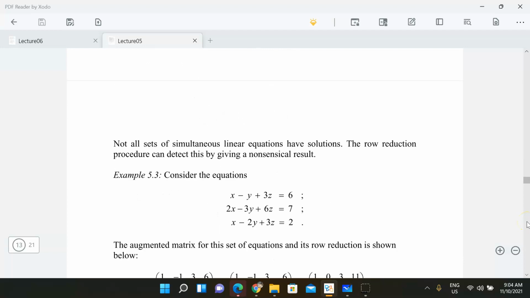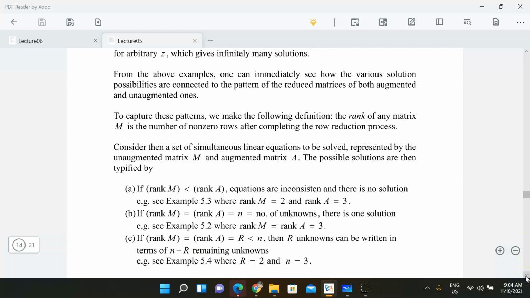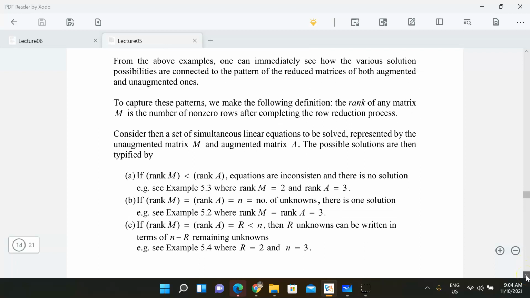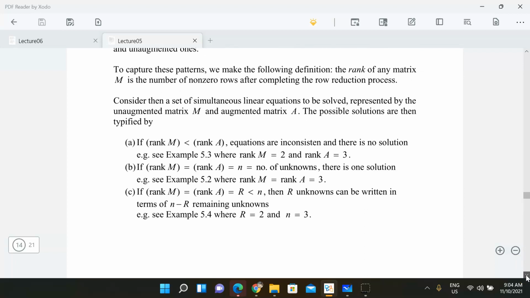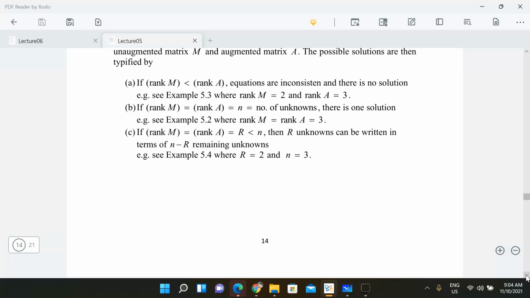So the summary is over here. If your rank M is less than rank A, remember, the augmented matrix, then you'll find that's inconsistent equations. So there will be no solutions. If rank M equals rank A equals the number of unknowns, then you have a unique solution. If the ranks are equal but not equal to the number of unknowns, then you have infinite solutions. So one can test this immediately, and then we will be able to conclude about the solutions of the simultaneous linear equations.